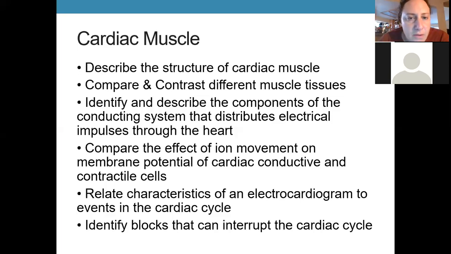Chambers, valves, flow of blood, and the blood vessels that the blood flows out of. Okay, so the next thing we're going to talk about is cardiac muscle, which we have actually talked about a bit already. So we don't need to do very much. And we're just kind of going to compare it to what we've already learned about skeletal muscle.